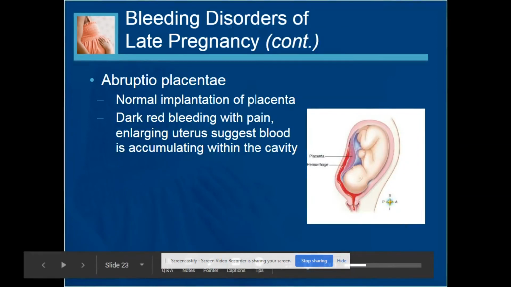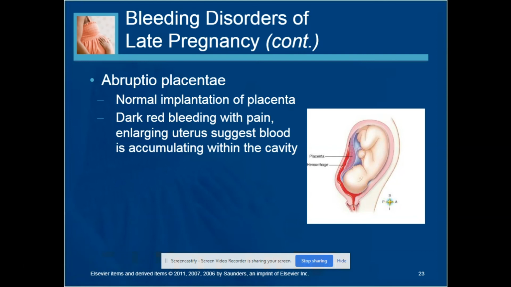So abruptio placentae is when the placenta abruptly removes itself from the uterine wall. You could have normal implantation of the placenta. It could be in a place that is absolutely normal. However, you will have dark red bleeding with pain, enlarging uterus, suggesting blood accumulation in the cavity. If you look at the photo, the placenta is ripping off of its normal spot. So here's where the blood can accumulate inside the amniotic fluid or the uterine cavity.